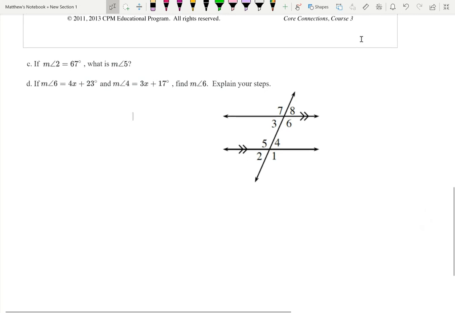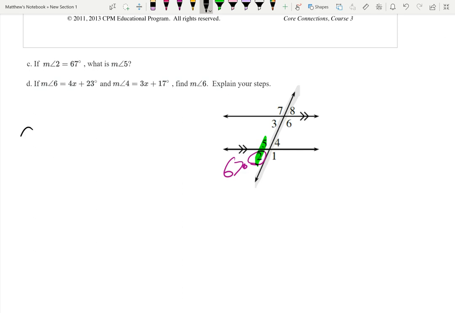All right, so here we are at 9-4, problems C and D. It says here, if the measure of angle 2 is 67 degrees, so I'm going to write in 67 degrees, what is the measure of angle 5? All right, so notice the relationship between 2 and 5. What is it? And think about what we know about straight lines to help you figure out that missing angle measure.